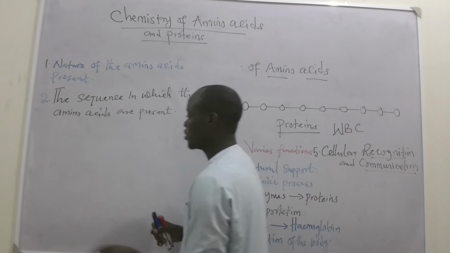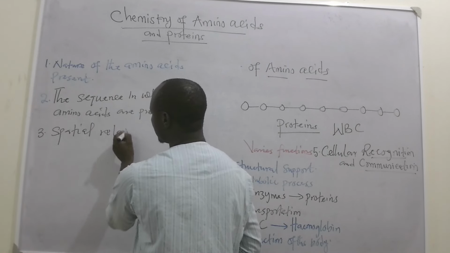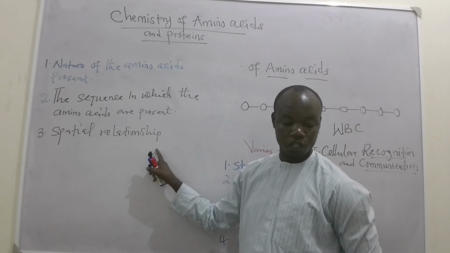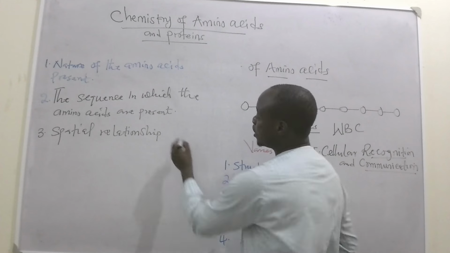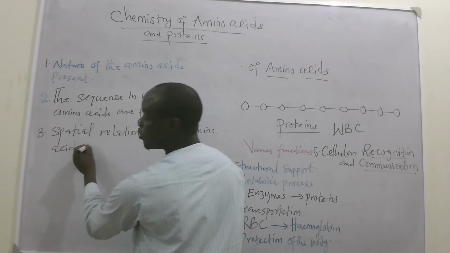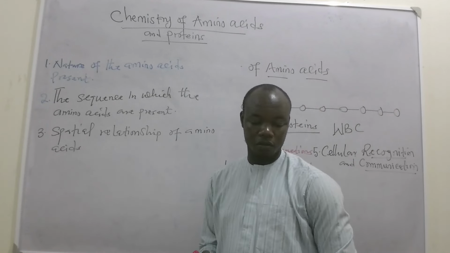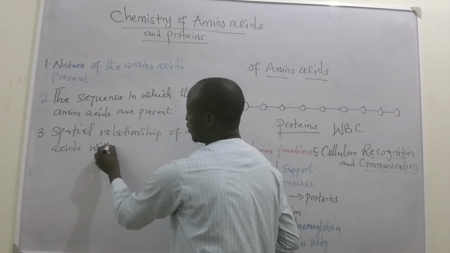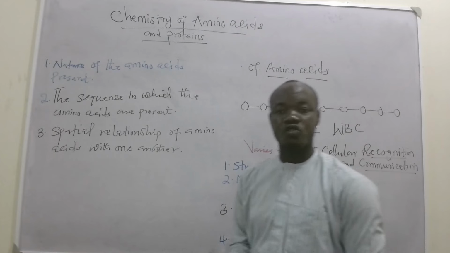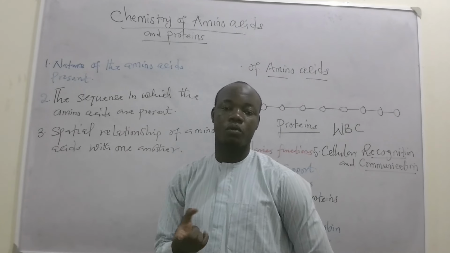And then the next one is actually the spatial relationship, the spatial relationship of amino acids that are present, or the spatial relationship of amino acids with one another. So these are actually the three things that the structure and the functions of the proteins depend on.